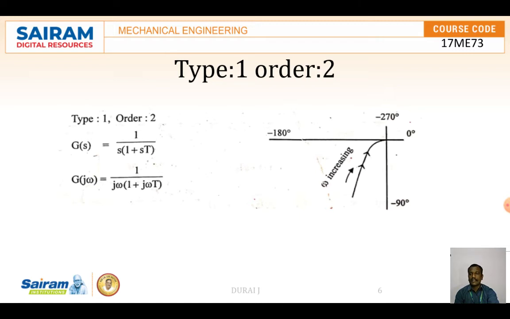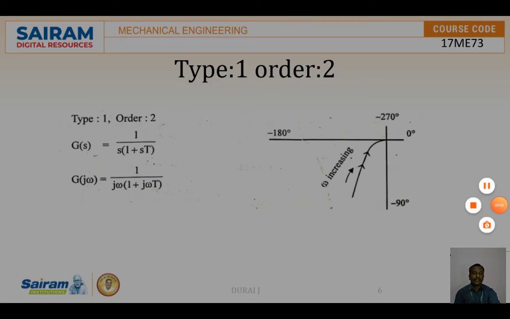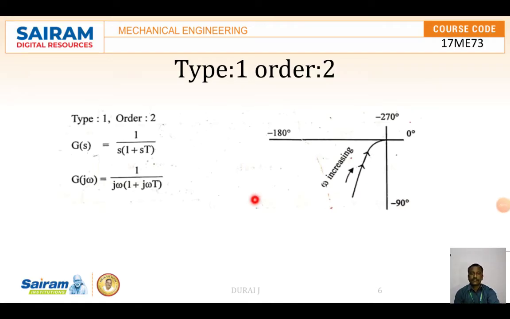Sketches, first sketch. Then next one, type 1, order 2, G(s) = 1 / (s(1 + sT1)). So again we are going to substitute into G(jω). While substituting G(jω), while coming down it will be in the second quadrant, 0 to infinity. So the plot becomes in this manner. The opposite sign we are going to make over there. Okay, this is about the type 1, order 2.